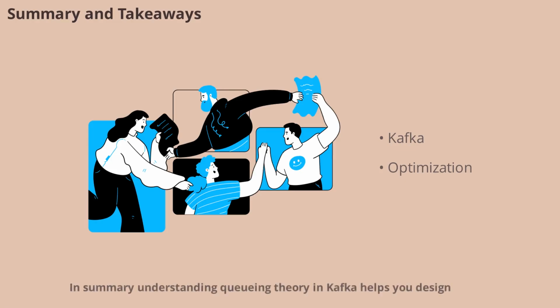In summary, understanding queuing theory in Kafka helps you design systems that can handle high message volumes efficiently. Remember to align your consumer count with partitions, monitor consumer lag, and adjust your configuration as needed. With these strategies, you'll keep your Kafka pipelines running smoothly and avoid costly backlogs.